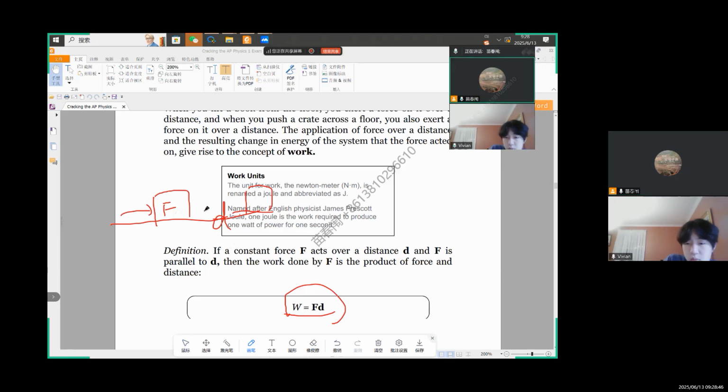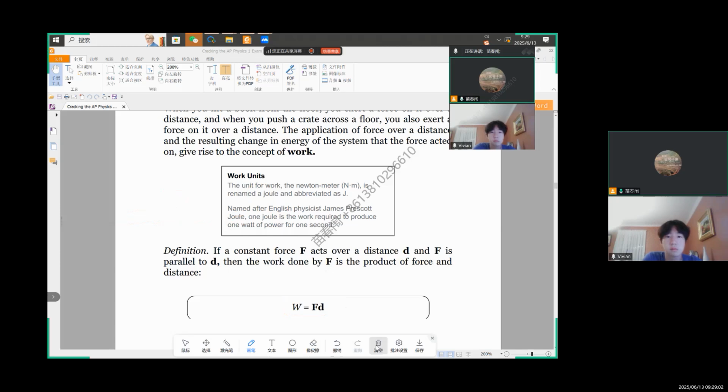But if you really can't make this move, you say no work, right? The effect is d, but force is involved. Force is the reason. So this is the formula. And the unit is actually the Joule, J, which is the unit of energy, right?